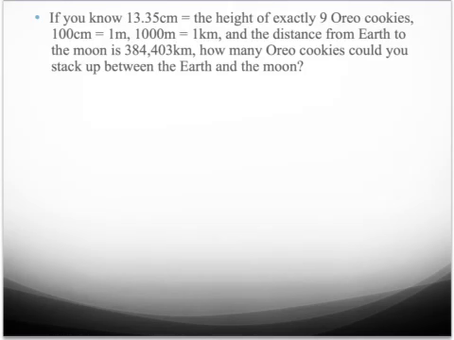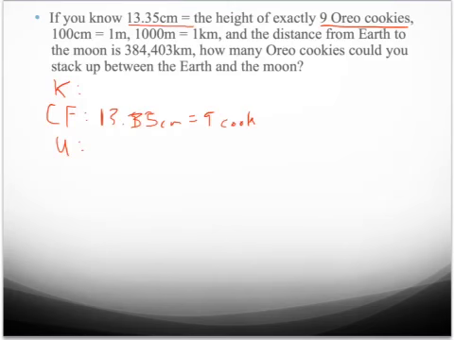So first you want to write your known. I'm going to write K, and your conversion factors. I'm going to put CF for those, and your unknown. So remember, conversion factors are anything that's equal to each other. So you can say that 13.35 centimeters is equal to 9 Oreo cookies. And you know these other conversion factors. I'm just going to underline them in the problem.